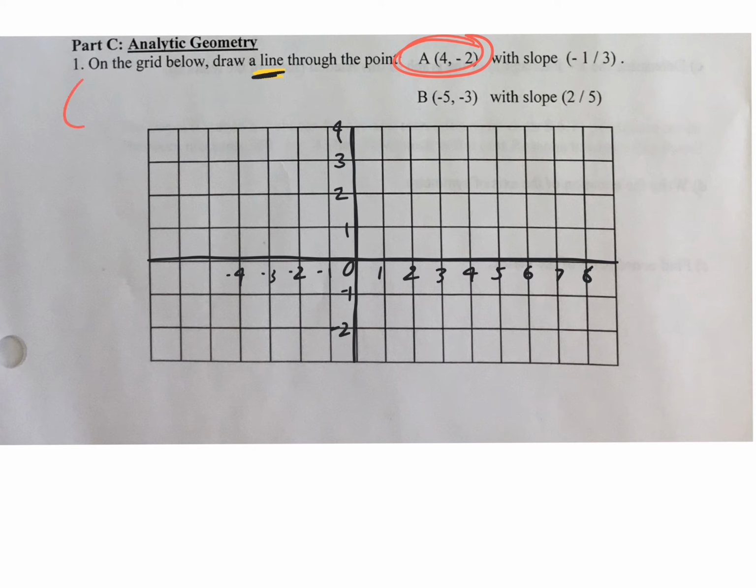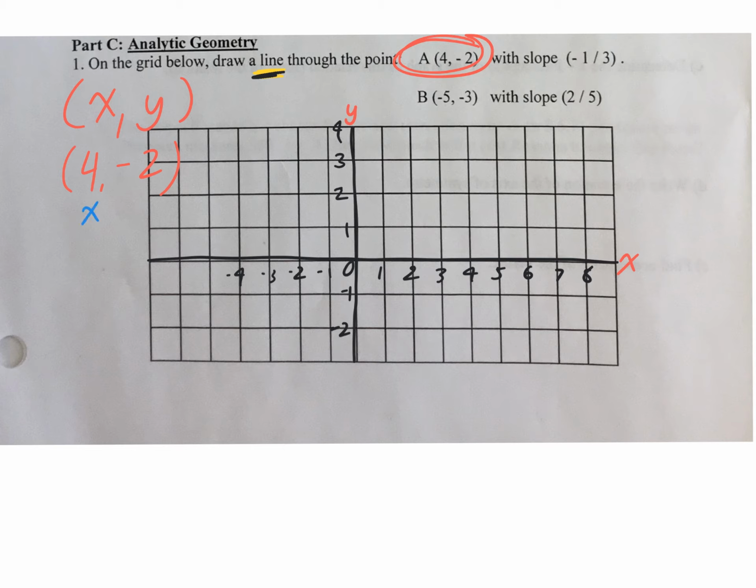How do you read a coordinate? Is it xy or yx? Coordinates are always read xy. X is always horizontal, y is always vertical. So if I'm trying to plot the point 4, negative 2, how would I plot that point on the graph?